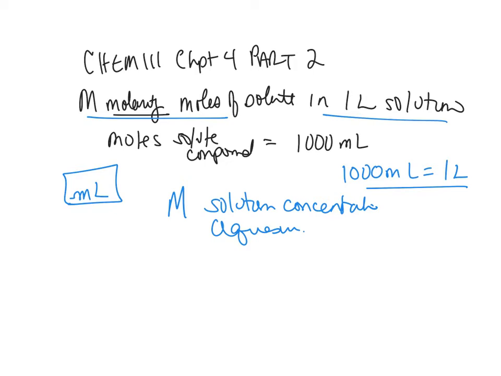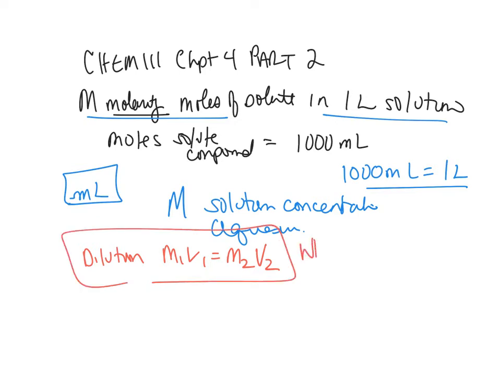Now, the other thing we'll be talking about is dilution. So the other topic will be dilution, and this is a formula you need to know. M1V1 equals M2V2. And I will tell you when to use this. My key thing when to use this is when I see the same concentration, the same solution.